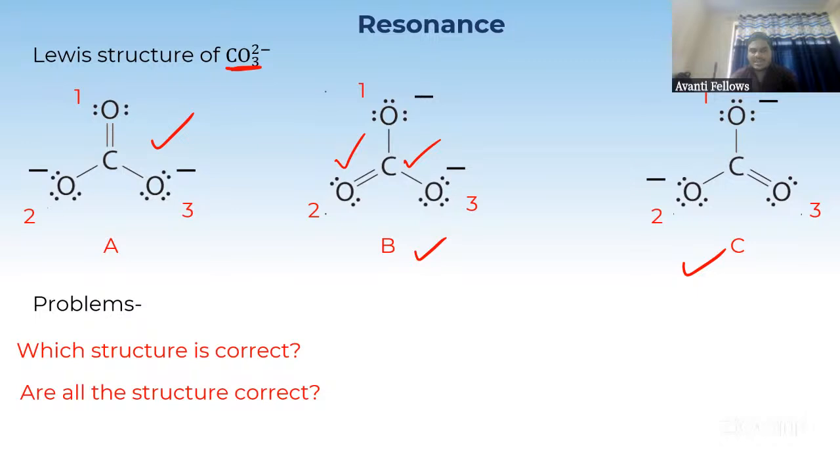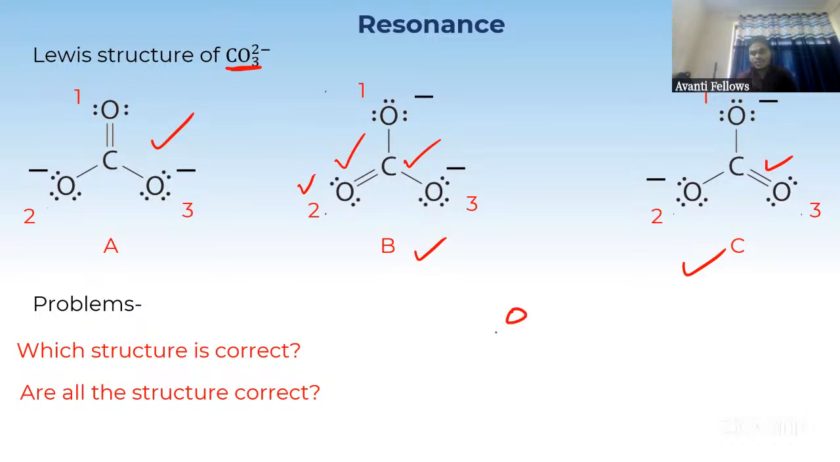So in resonance, all bond lengths are equal. Why? Look carefully: sometimes this oxygen gets the double bond, sometimes this oxygen gets the double bond. So neither bond is purely double nor single. It lies between 1 and 2, or we say 1.5. So we can say that the bond length in a resonance molecule remains the same.